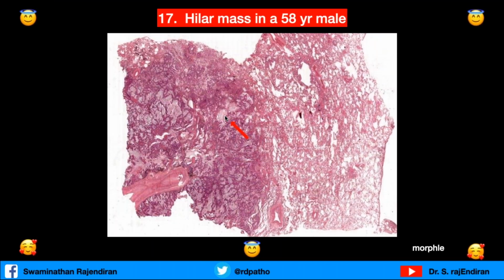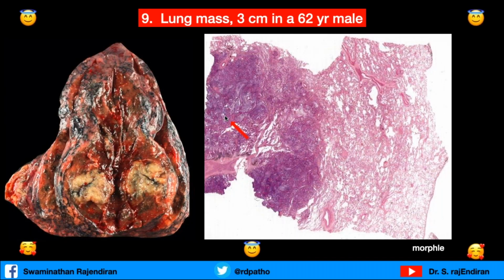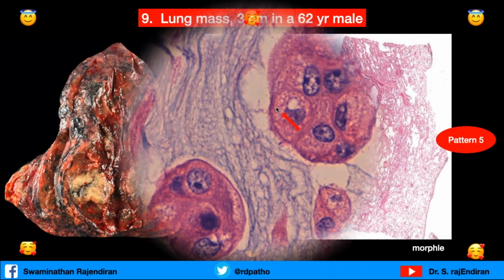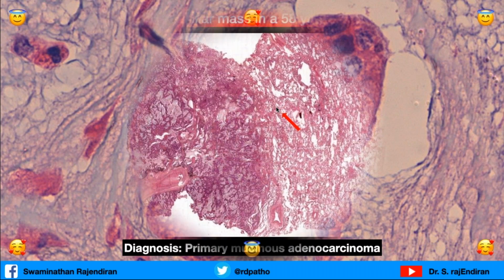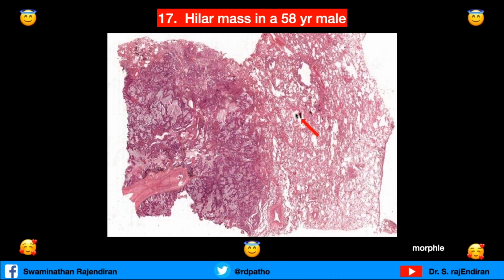The second case is also the same thing. In the exam, sometimes the examiner can give the same slide twice. I will just go to see the whole mount of this section and this section. They are the same.